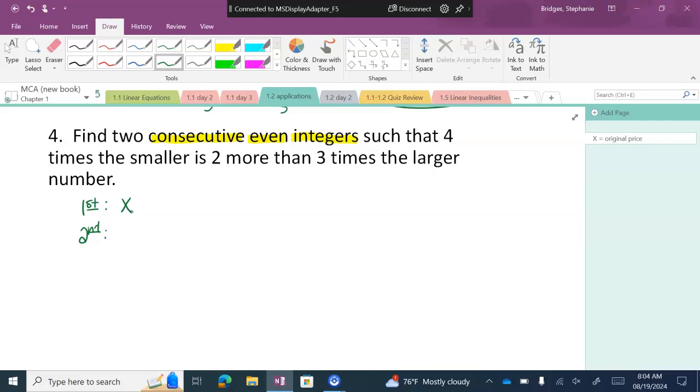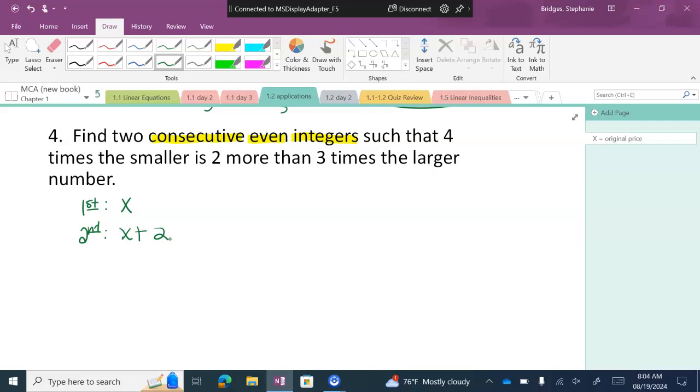So whether it says consecutive even or consecutive odd, when you represent your first one as x, the second one is always going to be that x plus 2. People think odd, so they think I need to add 1. That's not the case. The difference between every odd number is 2, just like the difference between every even number is 2. Make sense? A little bit? So the first number is x, the second number is x plus 2.